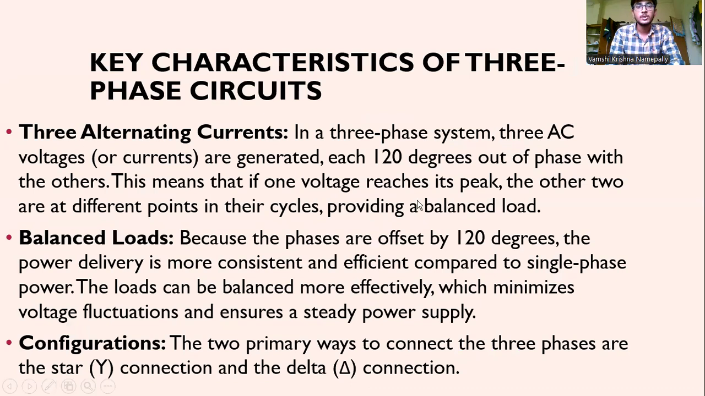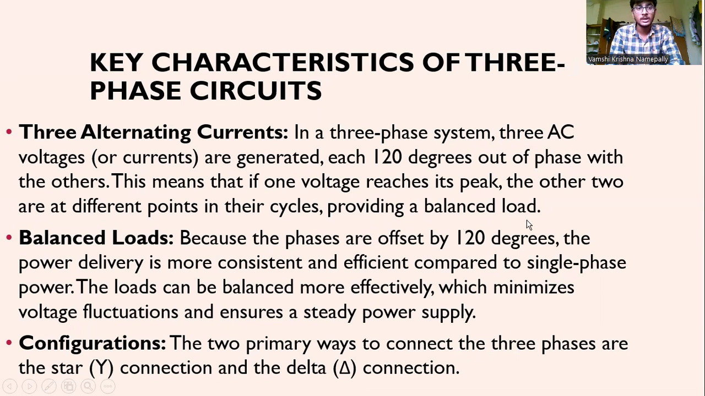Now let us discuss the key characteristics of three-phase circuits. The first one is three alternating currents. In a three-phase system, three AC voltages or currents are generated, each 120 degrees out of phase. This means if one voltage reaches its peak, the other two are at different points in the cycle, providing a balanced load.